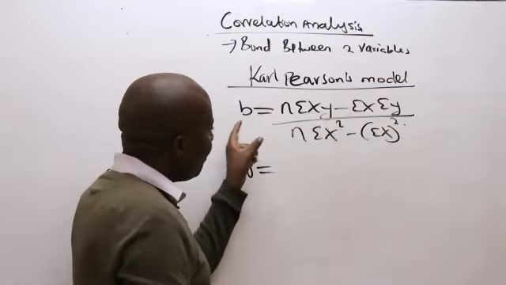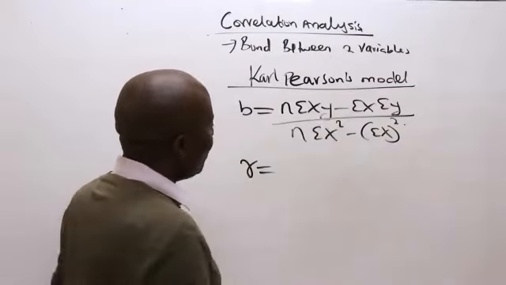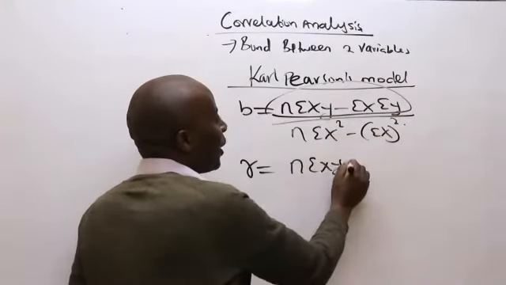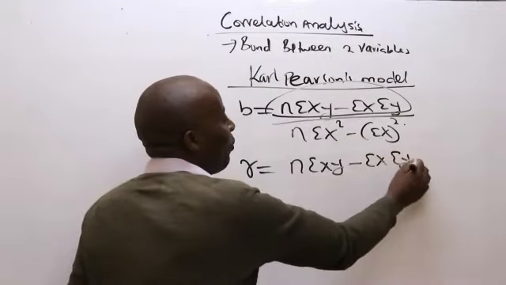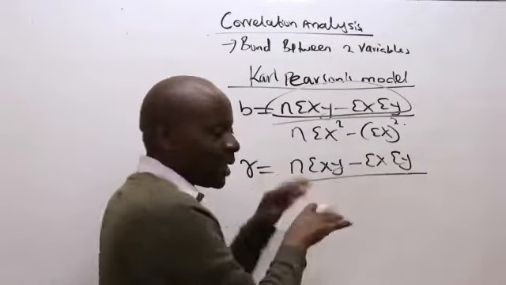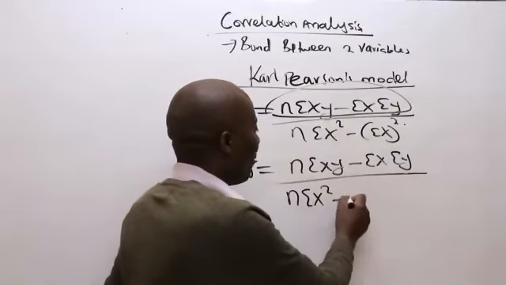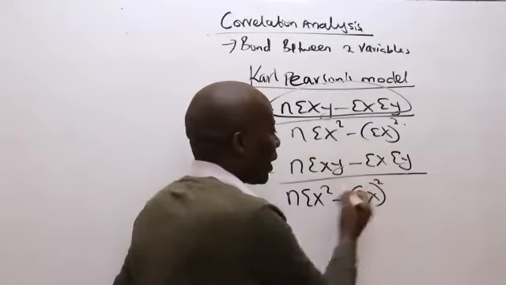R is quite similar to this B. To get this R, the numerators are the same. So n summation of xy minus sum of x, sum of y, all over the denominator, which is pretty similar. So I'll talk of n summation of x squared minus bracket sum of x, squared, like that.